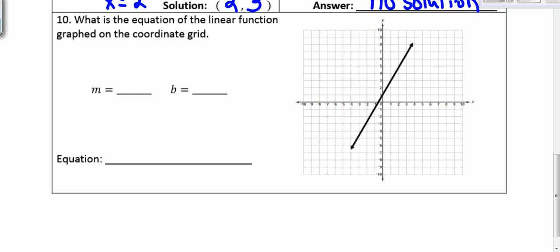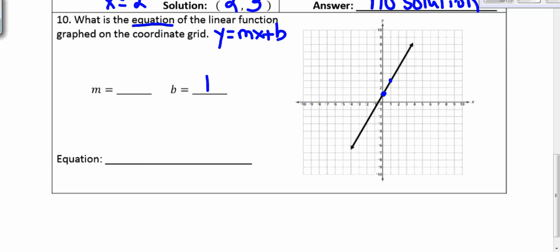So that's basically it. This is number 10. Anytime that they're asking for an equation of a linear function, they're just asking for the y equals mx plus b. Everything boils down to that. So you have to find two things. You have to find the slope and you have to find the y-intercept. The easiest thing to find right away is the y-intercept. The y-intercept is 1, and that's where it crosses the y-axis.